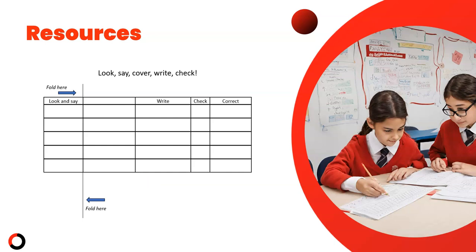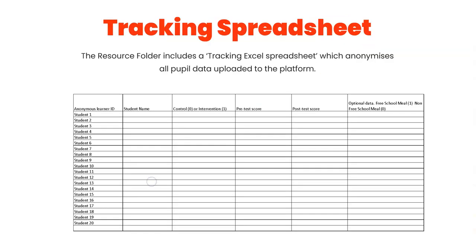Resources. We've included a template. You don't have to use it, but you can if you do. It's on a Word document which you can print off. And then the tracking spreadsheet is included in the resource folder. The reason we do this is that we don't have personalized learner details on the What Worked platform. So where it says student 1, student 2, student 3, you basically put in the student name and then you identify for yourself who's in the control and who's in intervention, and then you keep a log of your pre and post test scores.